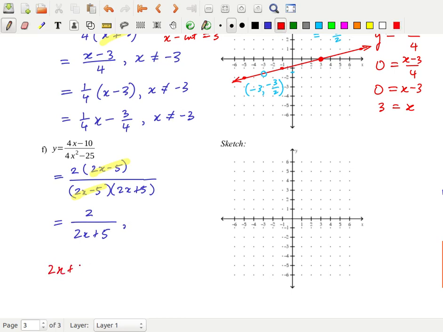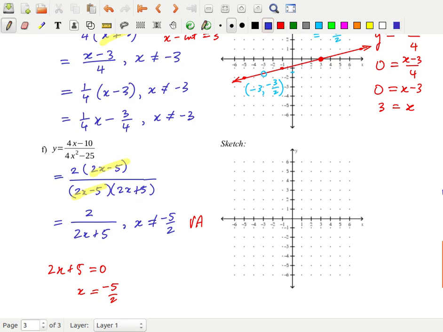What makes 2x plus 5 equal to 0? I know that many of you can do this in your head. You end up with x equals negative 5 over 2, which of course means that we have a restriction there. X is not allowed to be negative 5 over 2. And that one is a vertical asymptote because it's still here.